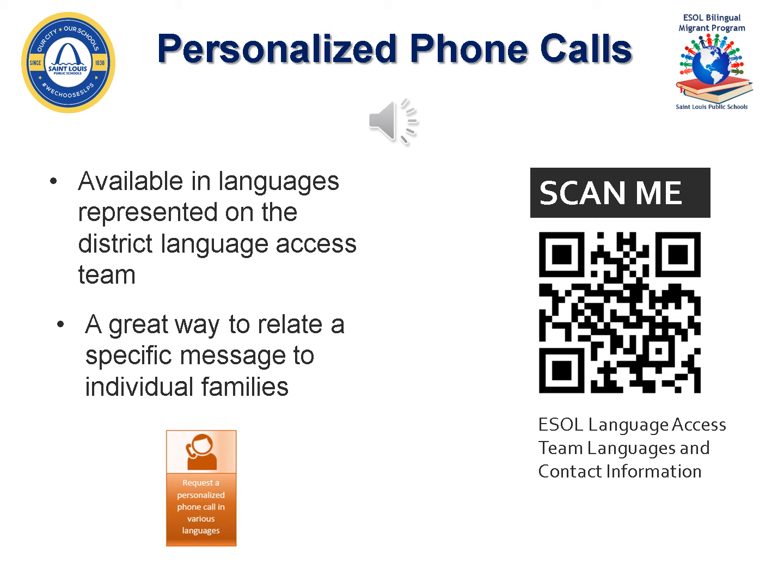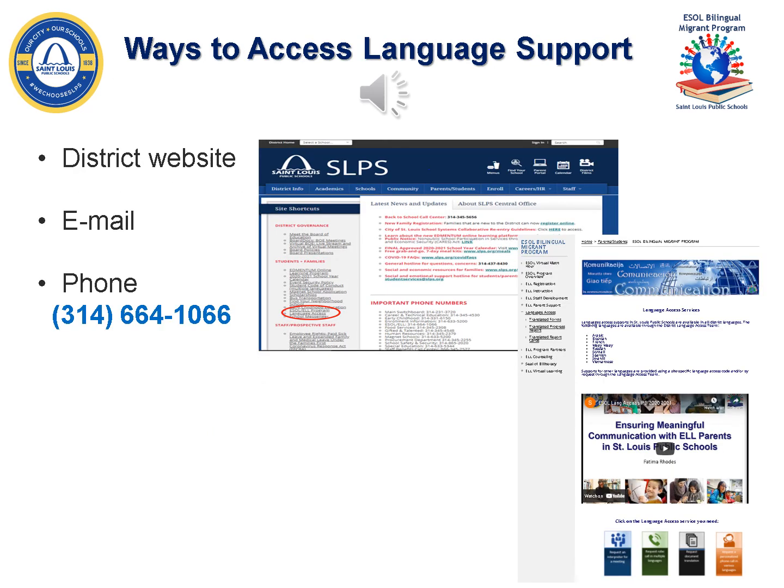On the right side of the slide, there is a QR code reader you can scan to access the district language access team members and their respective languages. The list also includes their contact information. As I mentioned throughout this presentation, you can access information about language access services and forms needed to complete language access requests on the district website under language access. You can also email our language access team and call the ESOL office at 314-664-1066.